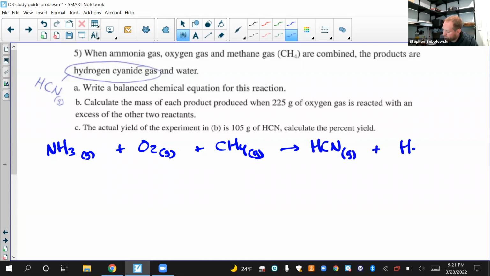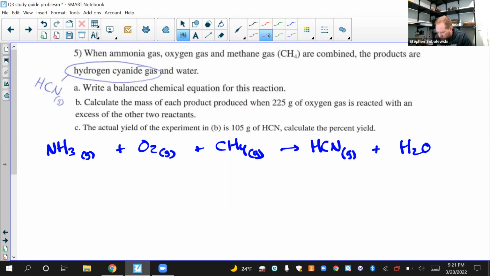And water. Very rarely do we have a 5-compound problem, but that's what we have here. All right, balanced equation. Where do we start? It's gonna be a lot of trial and error, I think. Okay, so what needs balancing? Looks like my N's are okay.